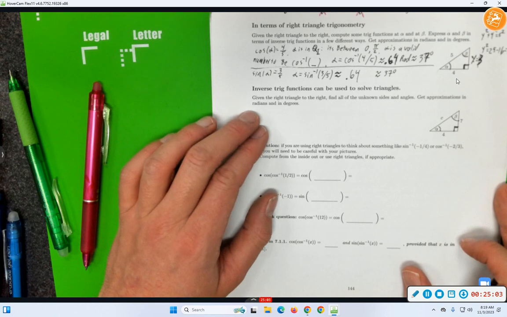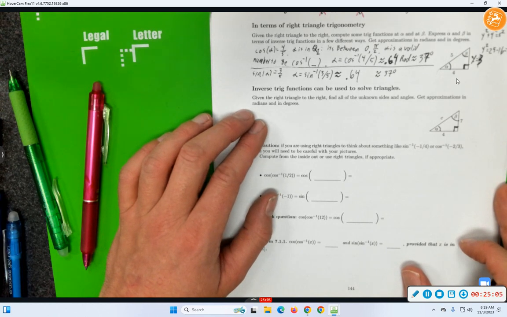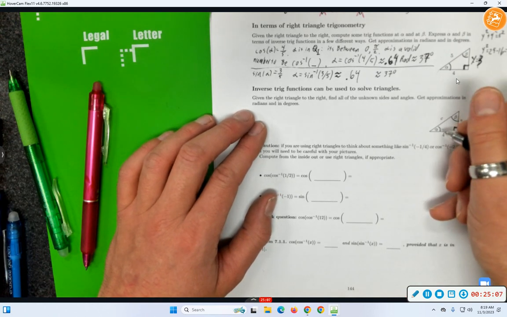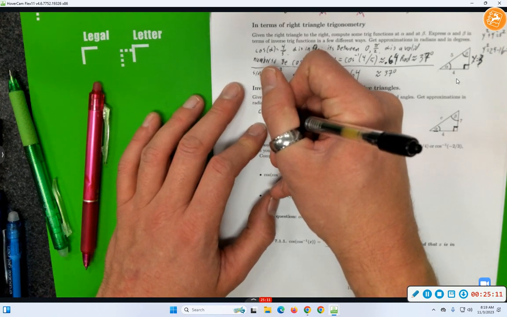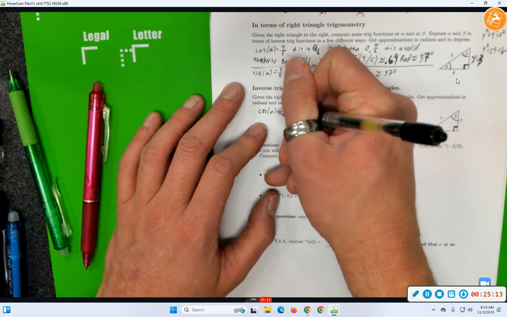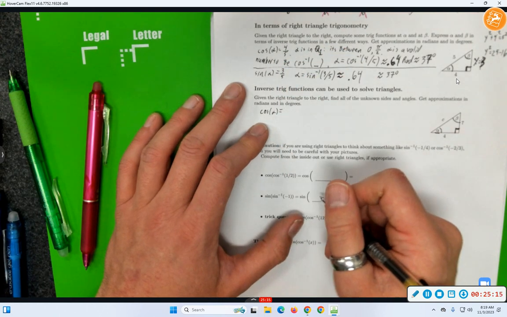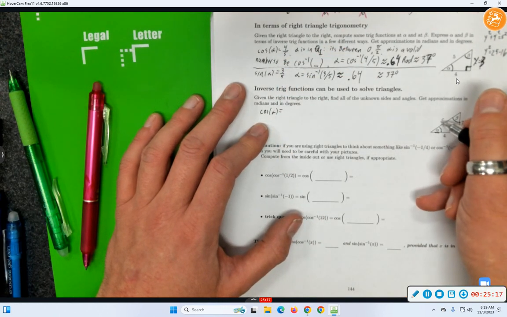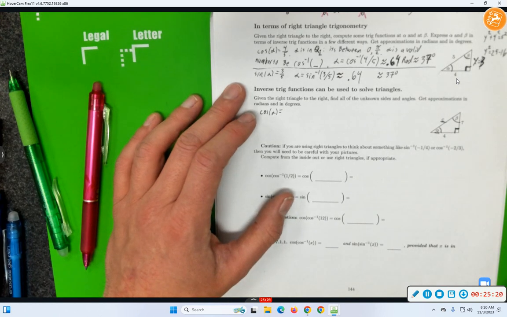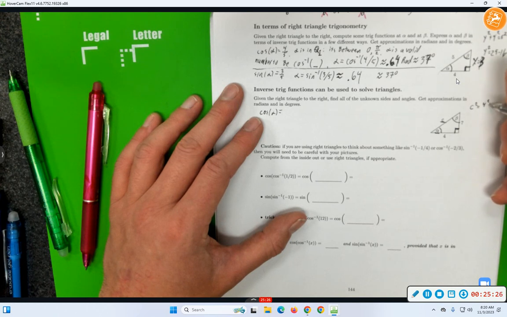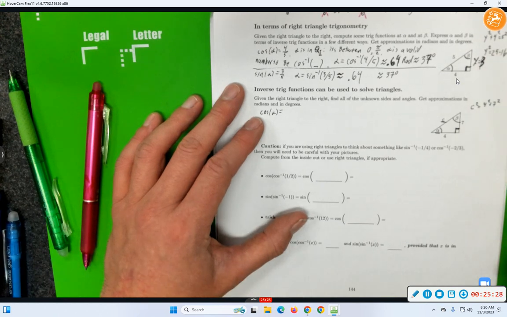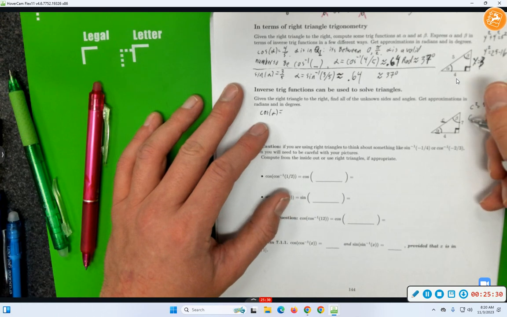I'll do it 3 different ways. So first, to determine alpha, I think I want to know what cosine of alpha is. Cosine of alpha is 4 over c, which is not known right now. So let's determine c. C squared is 4 squared plus 7 squared. Guess we've got to evaluate that out.